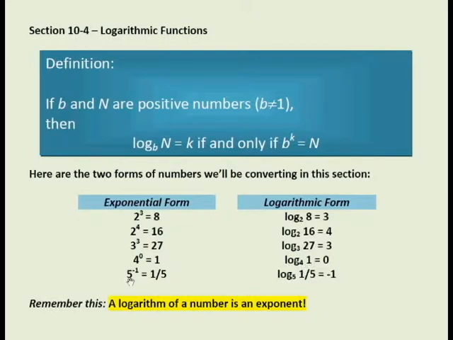5 to the minus 1, remember what we do with negative exponents, it puts it on the denominator as 5 to the first power, so we have 1 over 5, so the log base 5 of 1/5 is negative 1. So don't forget, a logarithm of a number is an exponent.